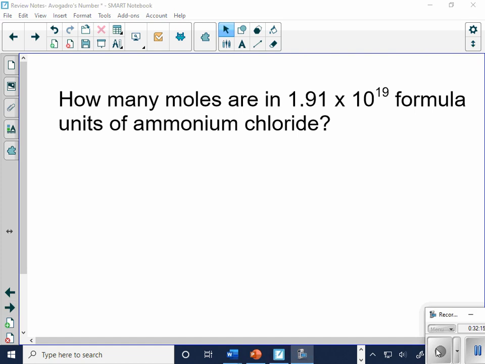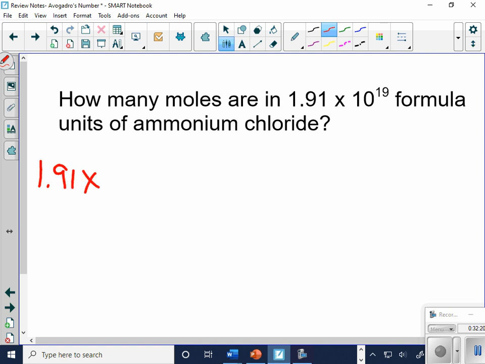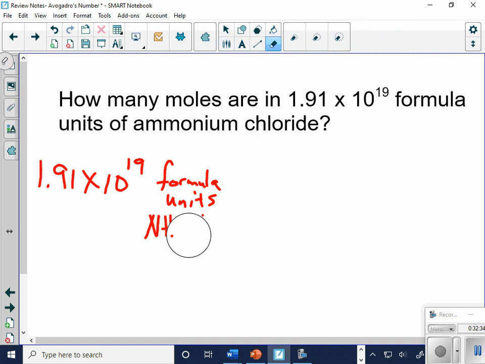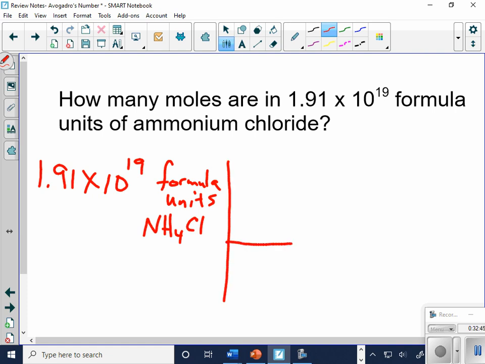Okay, now, as I get onto this one, 1.91 times 10 to the 19th formula units of ammonium chloride, NH4Cl. Now, that's pretty bad writing there. Let me redo that, the little OCD in me. NH4Cl. That's a little bit better. I get on to you guys for not writing legibly, so I'm going to do it.